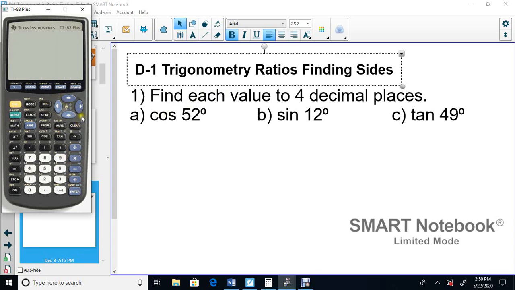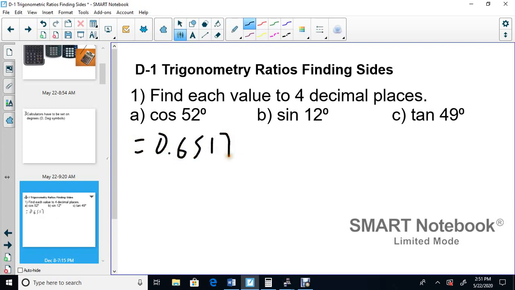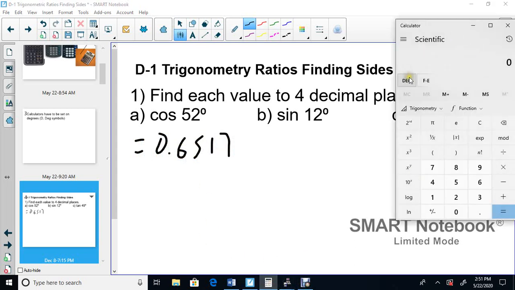I'm going to do cos 52. On this calculator, you go cos 52. You don't have to close the bracket. And the answer here, written to 4 decimals, is 0.6157.